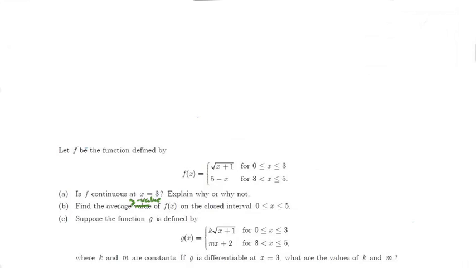Now, this FRQ kind of hinted to you what else you need to know in order to answer this problem. Now we have two variables that we're looking for. It wants to know k and m. Whenever you have two variables that you're looking for, you need to have a system of equations. So we need two equations in order to find the k and the m. Now we know that g is differentiable. Well, if g is differentiable at x equals 3, that means g is also continuous at x equals 3.